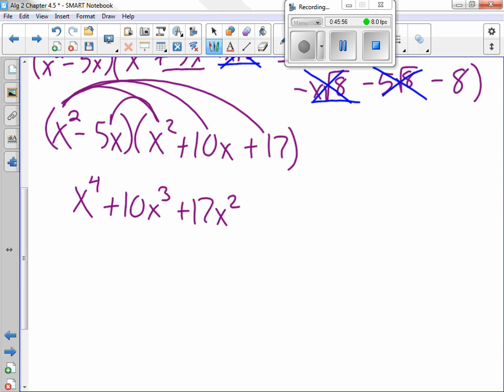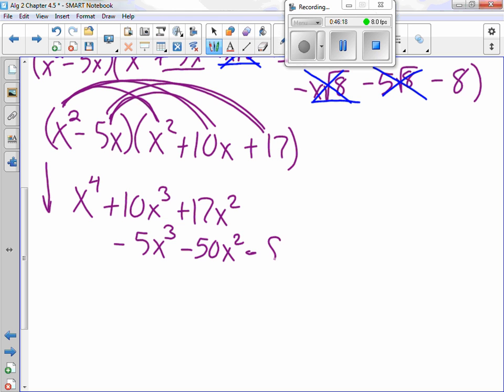Now, negative 5x times x squared will be negative 5x cubed. And I just line it up like this here so that I can kind of combine like terms going straight down. Now, negative 5x times 10x will be negative 50x squared. And negative 5x times 17 is going to be negative 85x, I believe. 17 times 5, 5, carry the 3, 5, 6, 7, 8, yes. And it would be negative.